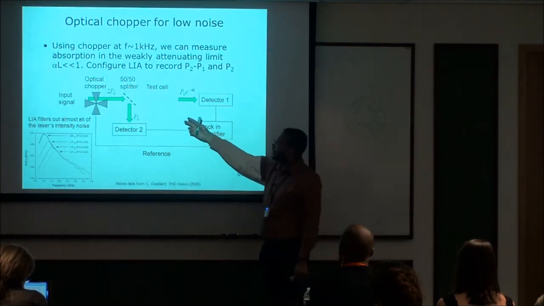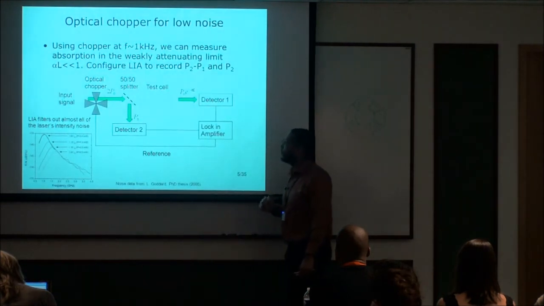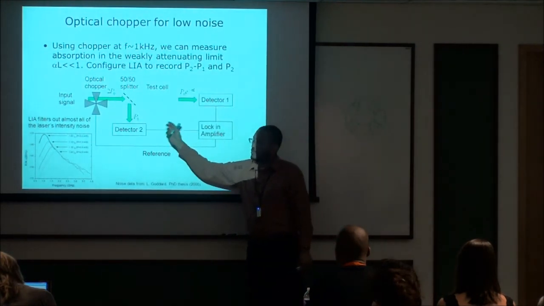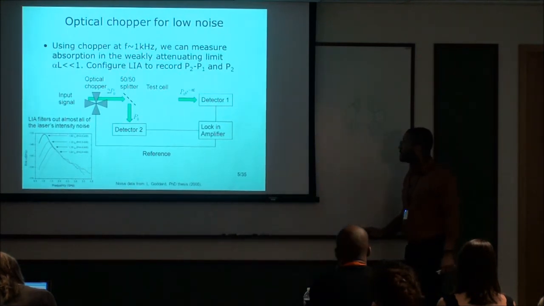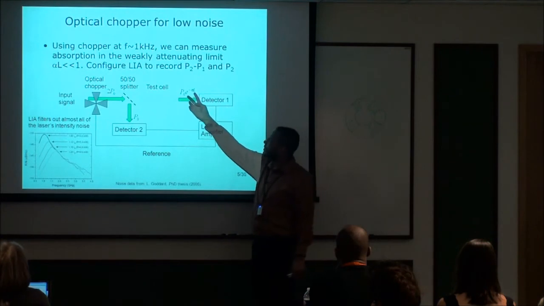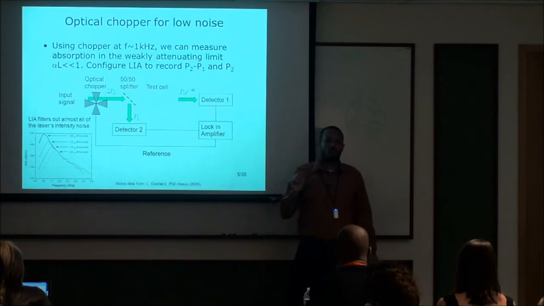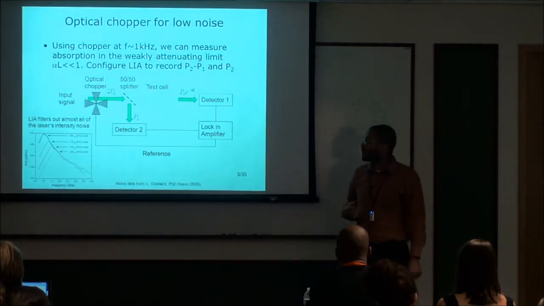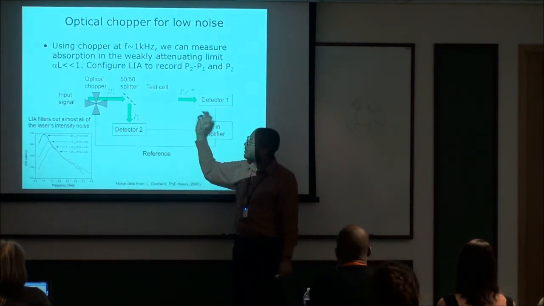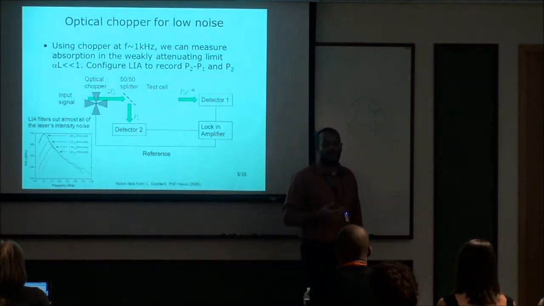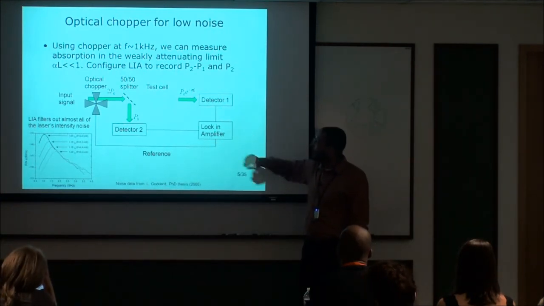So if I want to measure something in the weakly absorbing limit, so the factor alpha times L is much smaller than 1, then these two signals are going to be about the same size. So I need to do very careful measurements to be able to resolve this factor e to the minus alpha L. Typical values for the absorption alpha L will be on the order of 10 to the minus 4. So with such a small value for the absorption, the ratio is essentially going to be 1 to within about 10 to the minus 4 of difference. The lock-in amplifier allows you to do this.